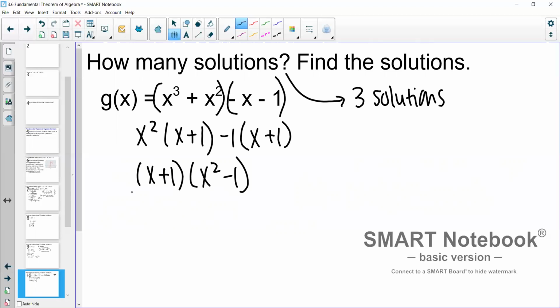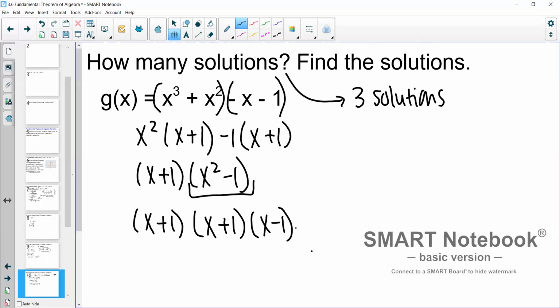And then we found one piece here. We need to then factor this to find that other solution. And this is actually a difference of squares. So we've got x plus 1, x plus 1, x minus 1. So what are the 3 solutions there?